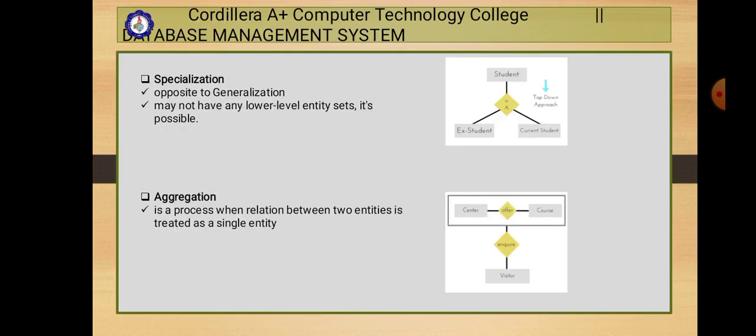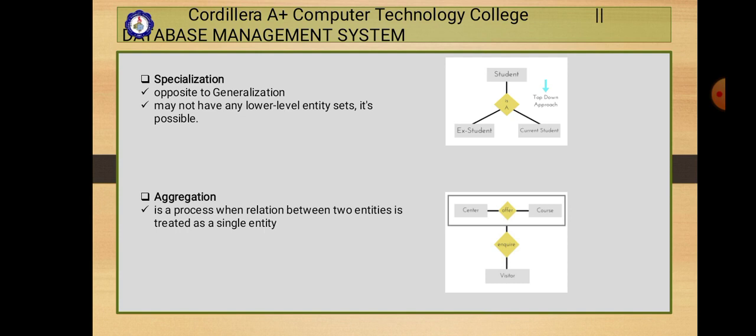We also have here the aggregation. Aggregation is a process when a relation between two entities is treated as a simple entity. In the diagram, you can see the relation between the center and the courses together. So you have there the center and the courses.